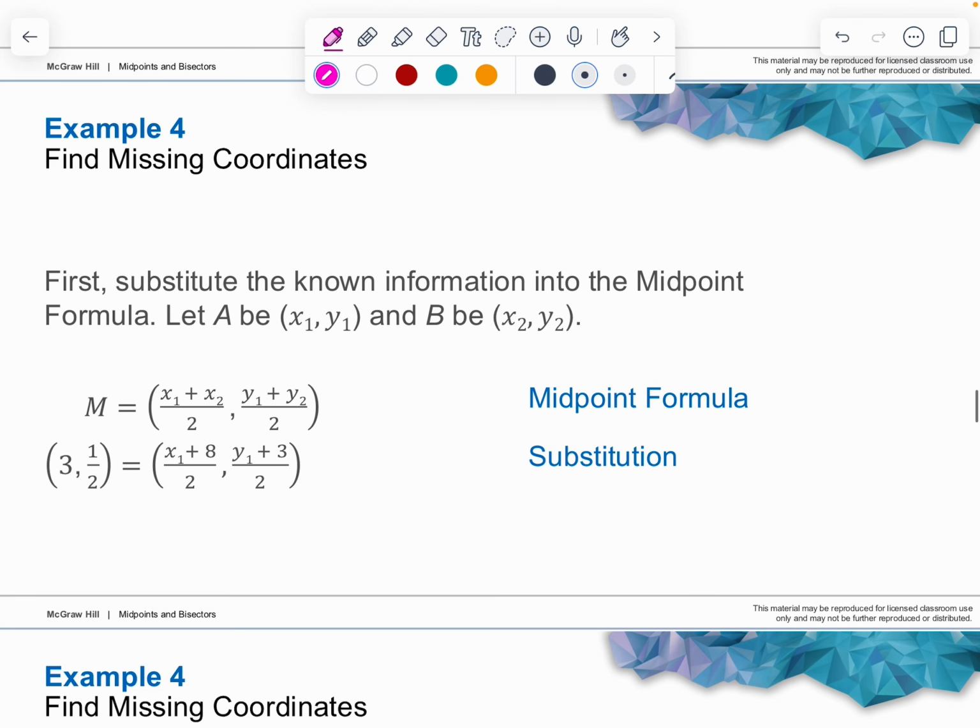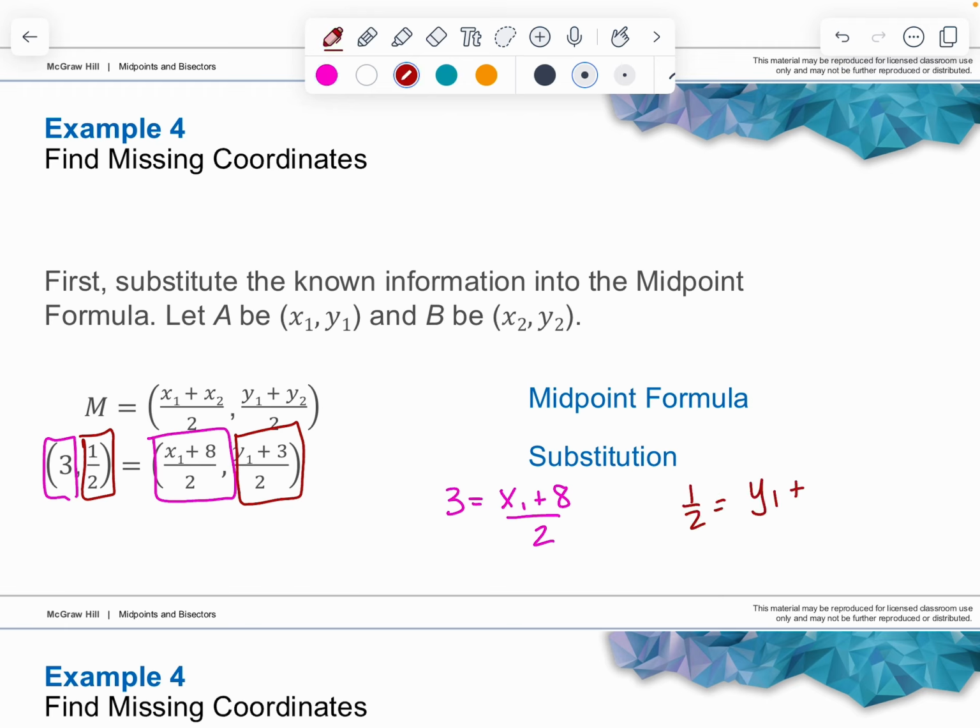And then they break it into the individuals. They're going to break it into the x equation. That equals this. And this one equals this guy. So they're going to say 3 equals x1 plus 8 over 2. And 1/2 equals y1 plus 3 over 2. That's how they're going to deal with that. They're going to say there's 2 separate equations going on here, so let's pull them apart.